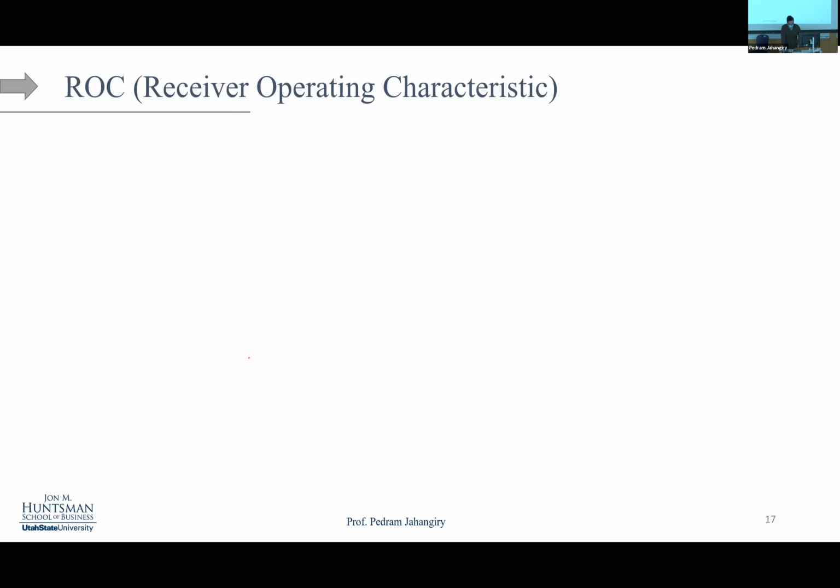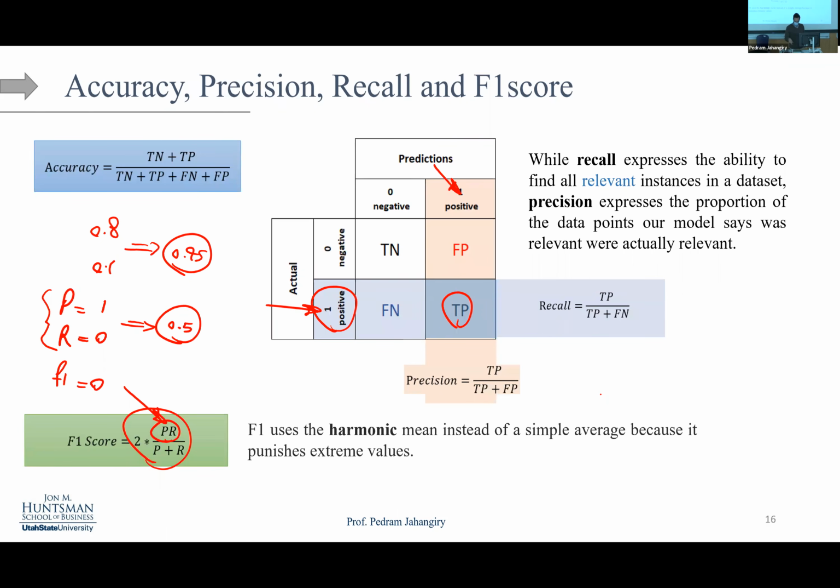All right, now let's talk about ROC, the receiver operating characteristic. I want you to focus on the confusion matrix. So far we divided it like this, proportionate column-wise, row-wise.